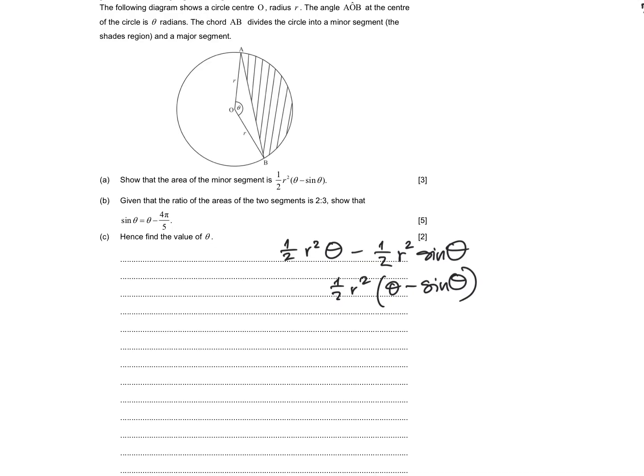Given that the ratio of the areas of the two segments is 2 to 3, show that. So we have 1/2 r squared theta and 1/2 r squared, nope.